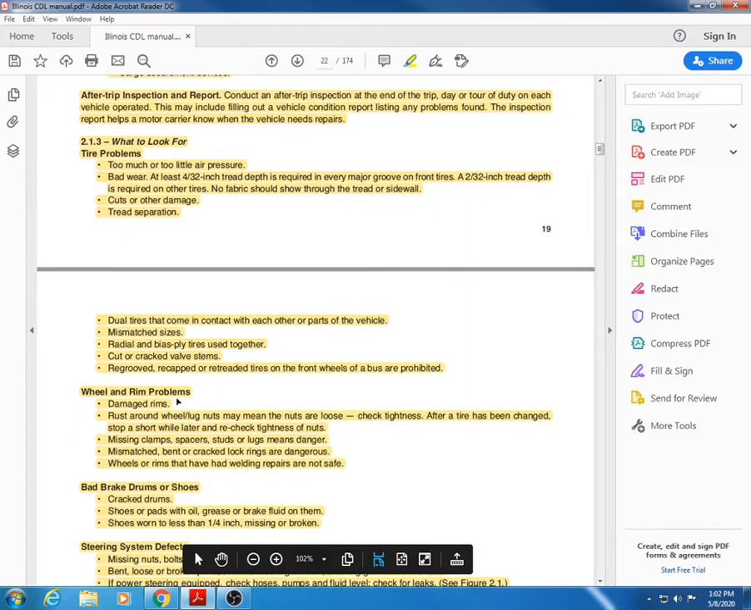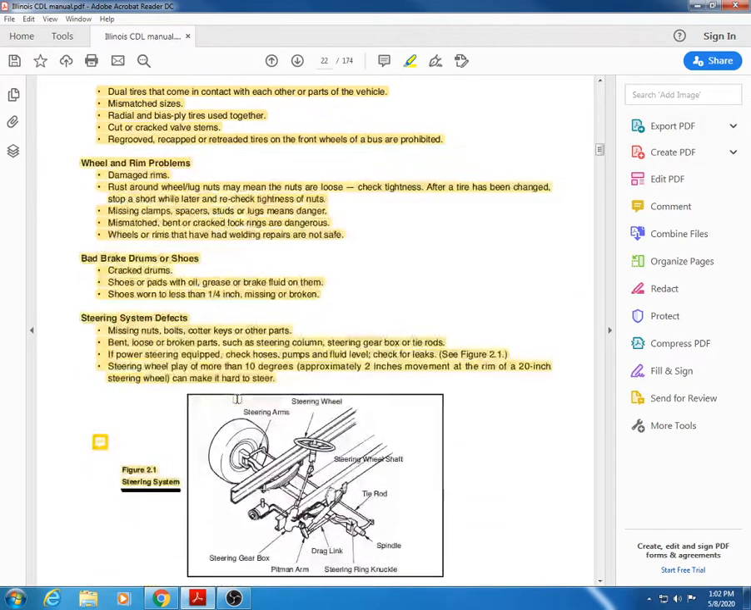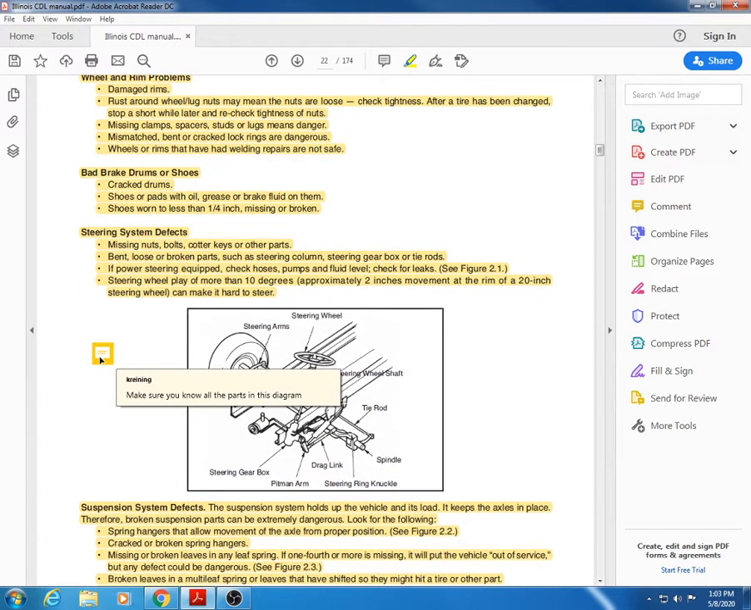Wheels and rims, we're always looking for issues with wheels and rims. If you've got a problem with those, you've got a pretty big problem. Bad brake drums or shoes. Always a good idea to know what your brake drums and shoes look like before you go driving down the road. Steering system defects. Below this right here, make sure you know all the parts in this diagram.